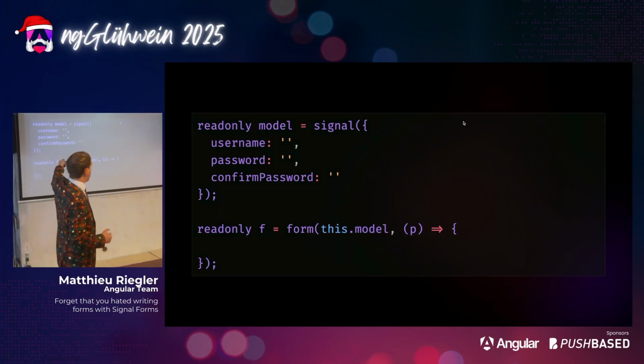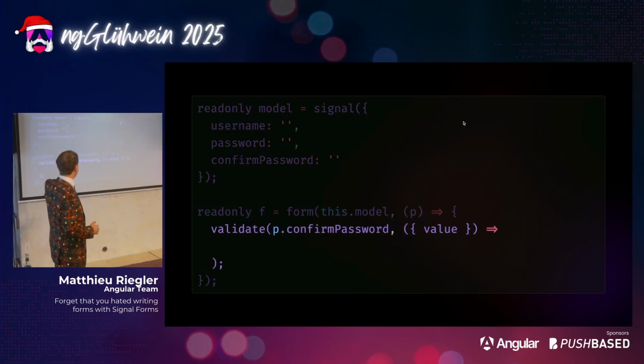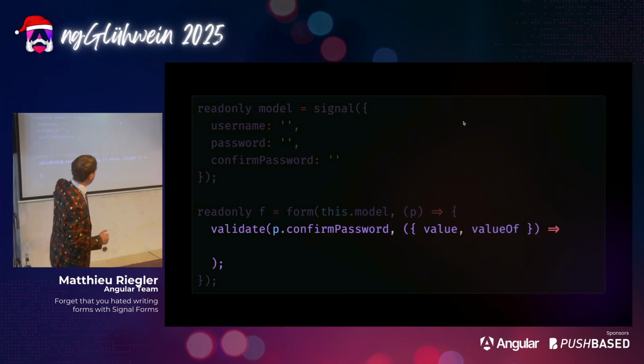So we still have a model, we pass it to the form, and then we go again, custom function validate, and in it, we'll access the value of the confirmed password. So that's the second password that we entered. And to check it against the first password, we can actually leverage a second function, which is valueOf.